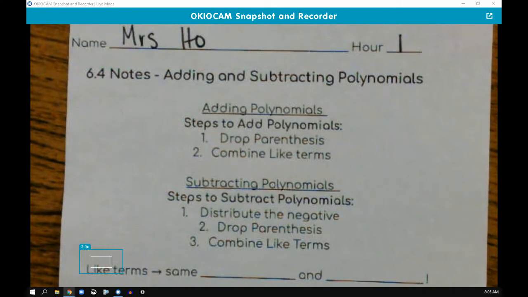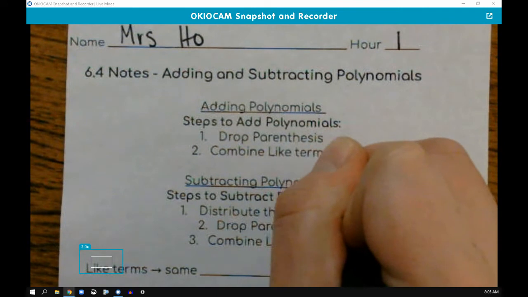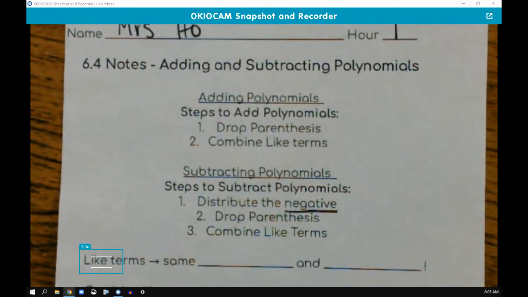Steps to subtracting polynomials. This is the important one. We have to distribute the negative to the polynomial that we are subtracting. So if we're subtracting everything in an entire set of parentheses, we've got to distribute that negative. Then we can ignore the parentheses and combine like terms.